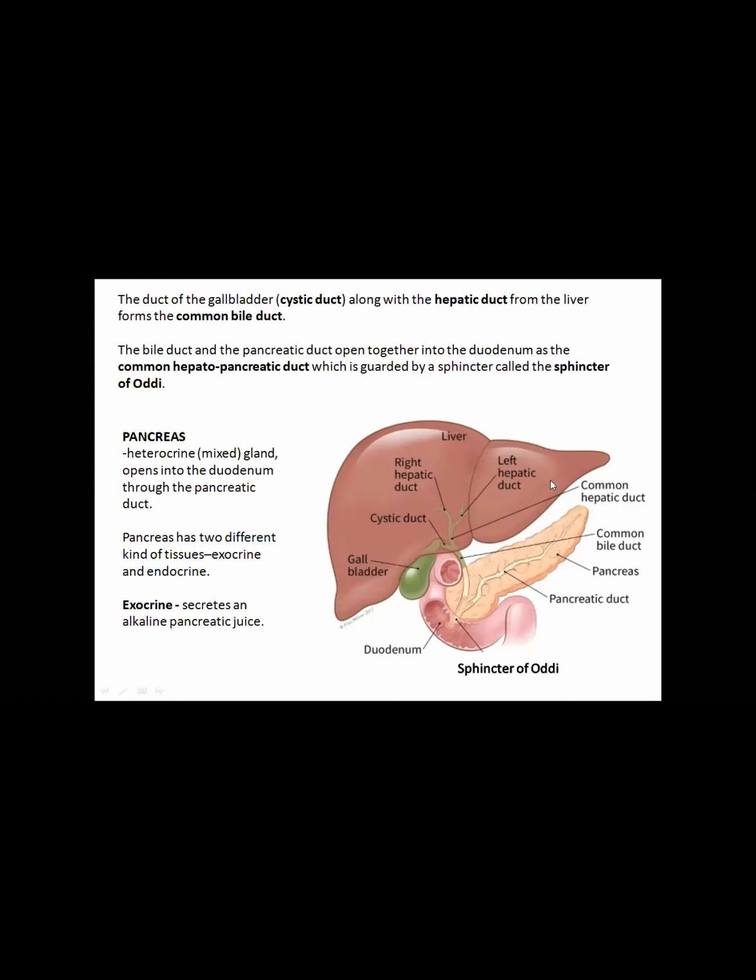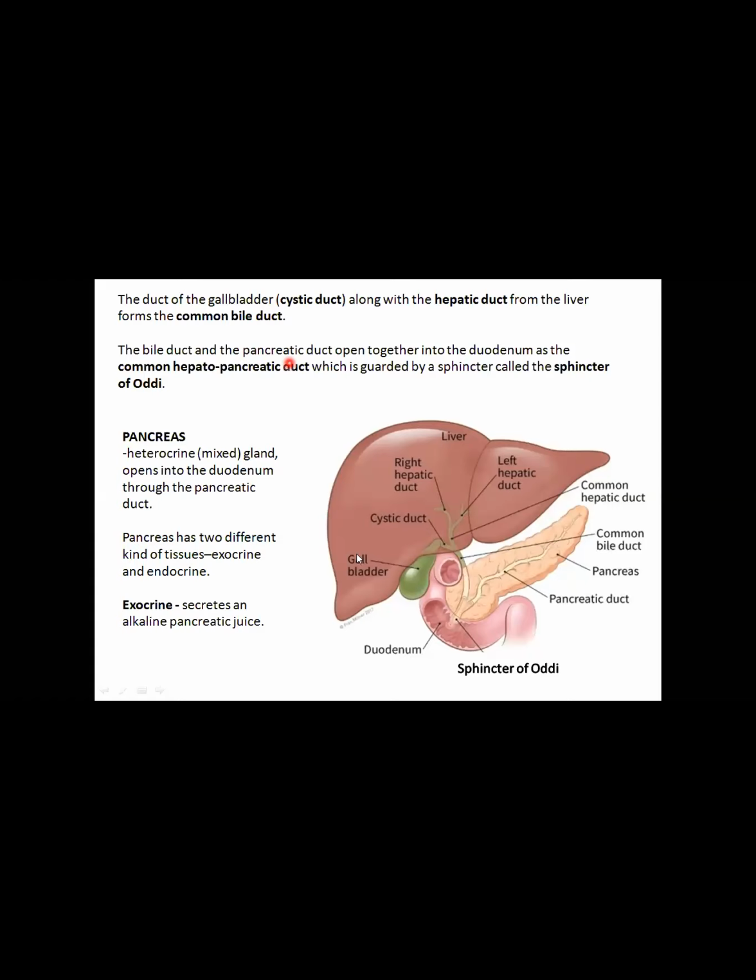So now the next thing, the bile duct and the pancreatic duct, these open together into the duodenum region of the small intestine. The bile duct is coming from here, the common bile duct, but this pancreatic duct is also coming from the pancreas.